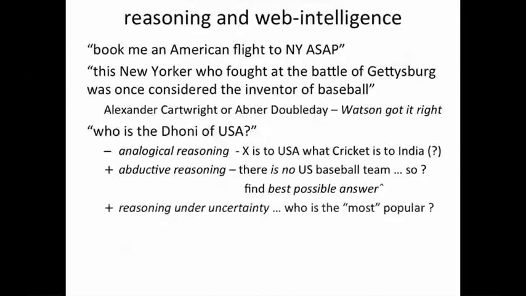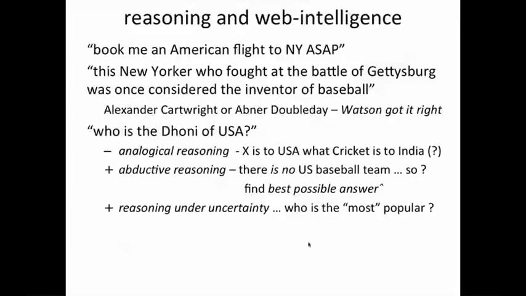Further, this is an example of reasoning under uncertainty. Most popular is not given in any one web page or any one statement. One needs to come to a conclusion based on a probabilistic assessment of who appears to be most popular using some measures. So this is an example of uncertain reasoning as well.